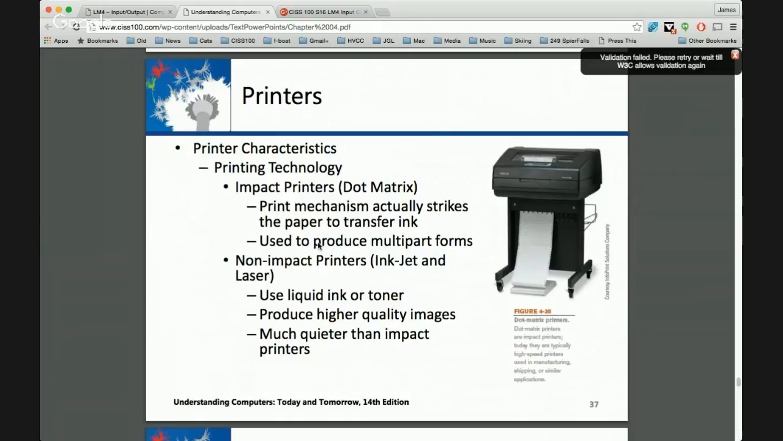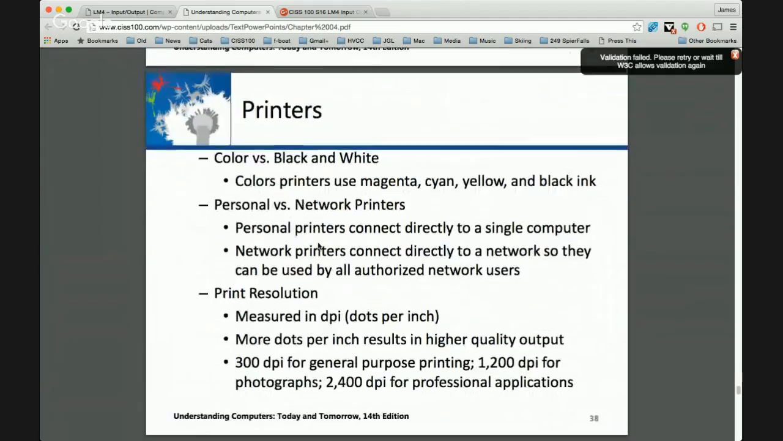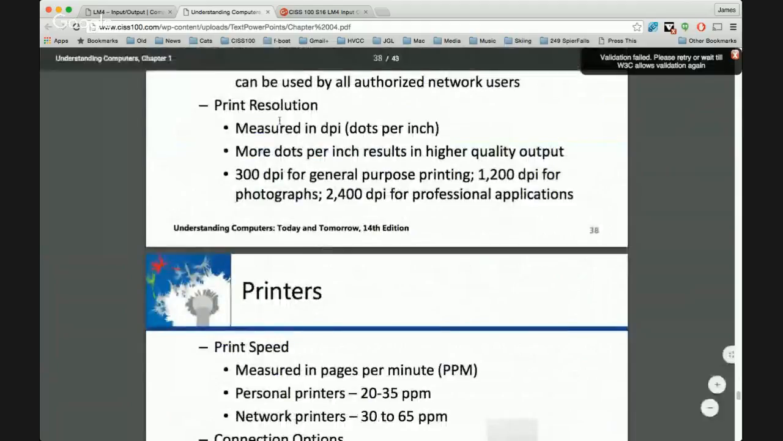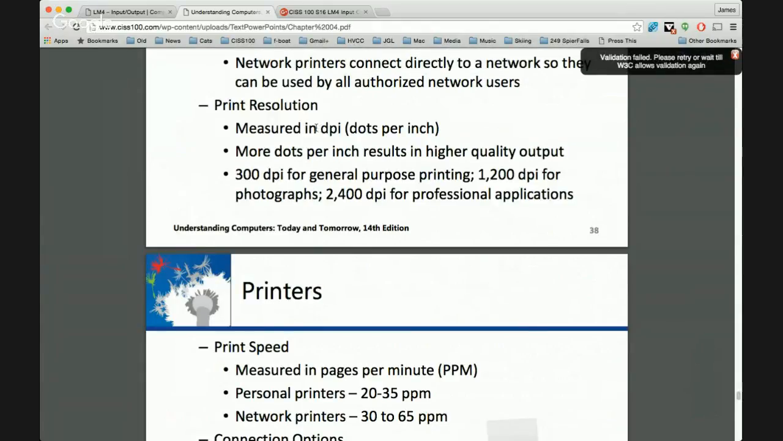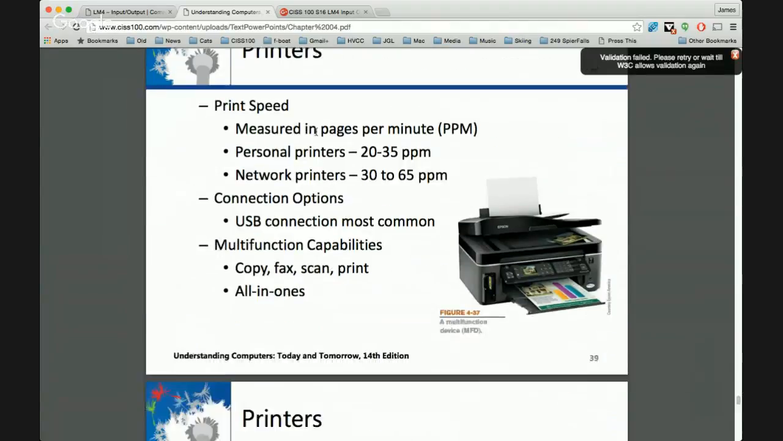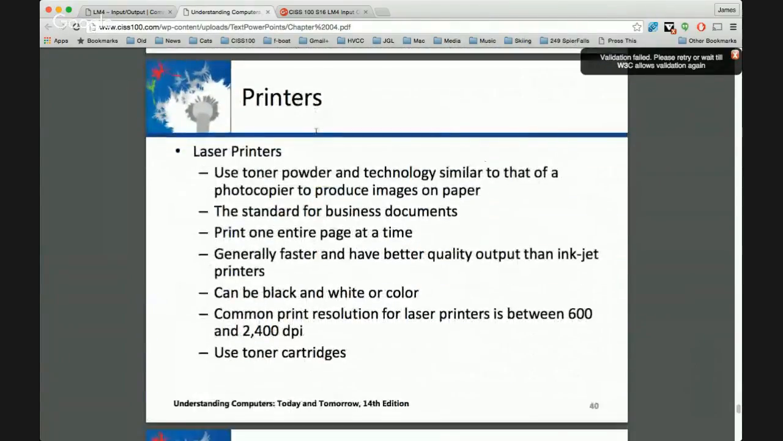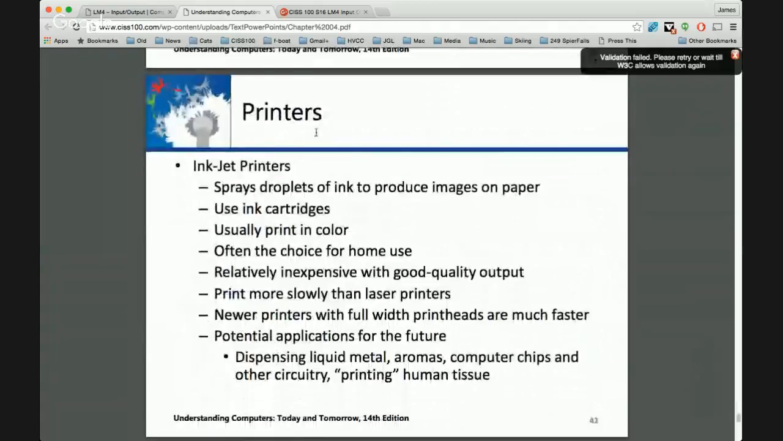Lasers are going to cost more right out of the gate. But over time, if you're printing a lot, that inkjet printer fluid is expensive. So you'd be better off getting a laser printer. Very similar to scanners and monitors, print resolution is measured in dots per inch. Of course, with monitors, we're actually talking about pixels. Not going to say anything more about printers.